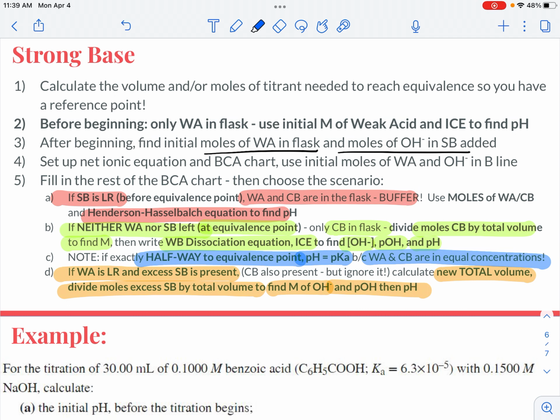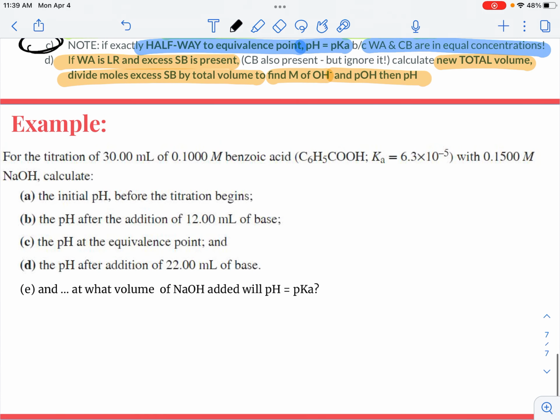This is a great trick for them to put on the multiple choice. So I'm a big fan that you remember this. Otherwise, you can always set it up and prove it. But if it's multiple choice, it's really fast. If they go, you know you're halfway to equivalence, what's the pH? As long as you have a Ka, you can do the negative log in your head and come up with a pH. Okay? All right, so let's do some.